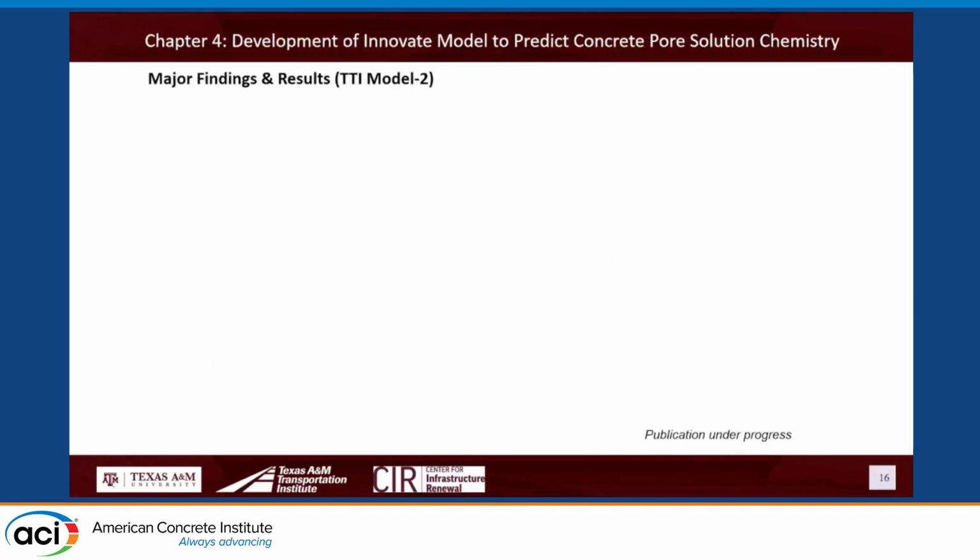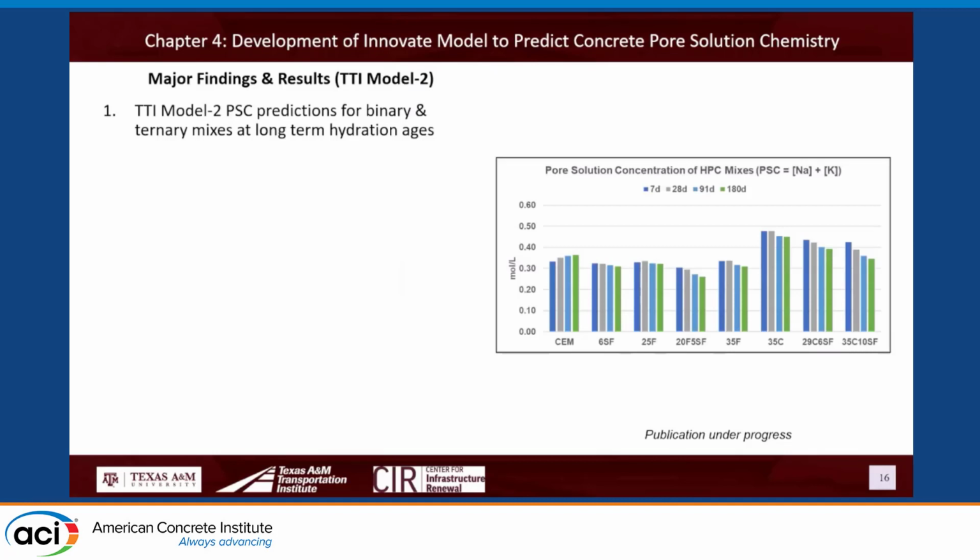So what are the findings of the TTI model 2 overall? This is one example I can show you that is currently in works, and I think the publication is under progress, it's in the final stages. We are now able to actually replicate some of the behavior. If you see this particular one where you have fly ash, not only alkali dissolution increases with the age, but with the age the overall pore solution concentration also is decreasing.